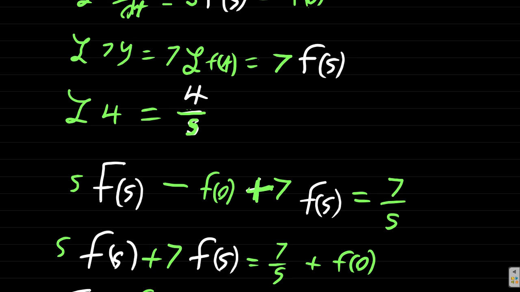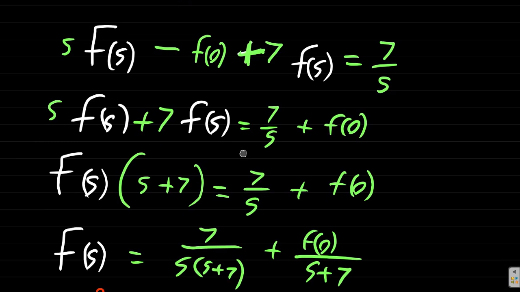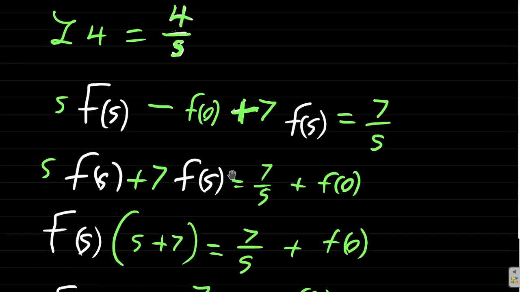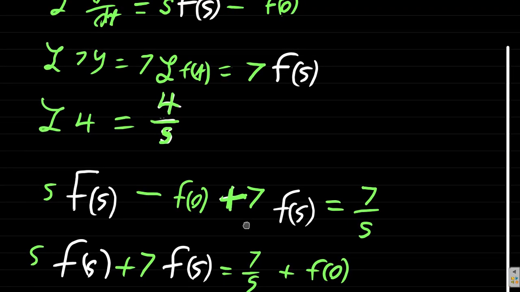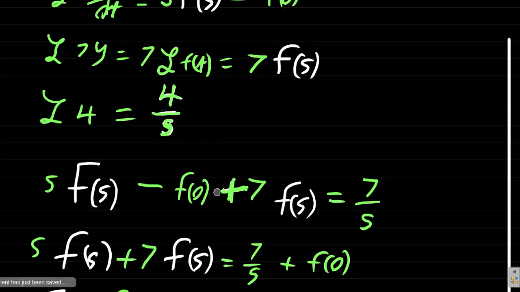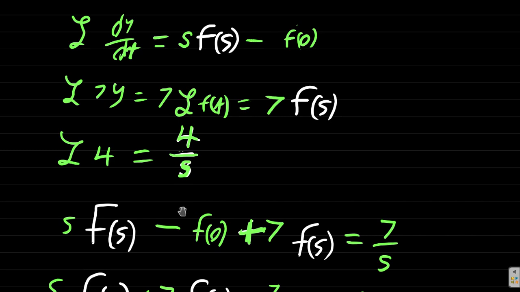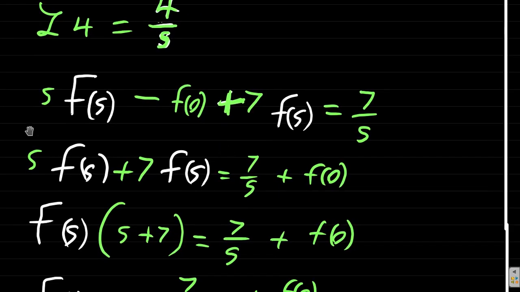Right? It should be 4 over s. That was my mistake. Oh boy. So for this part, the Laplace transform of 4 is 4 over s. So what we really have is s F(s) minus f(0) plus 7 F(s) equals 4 over s.